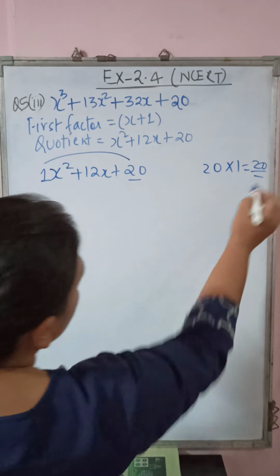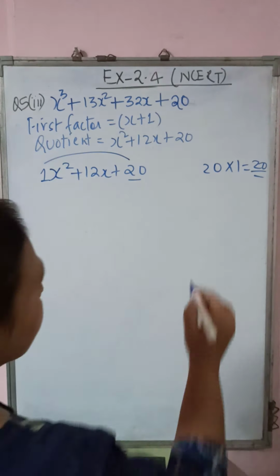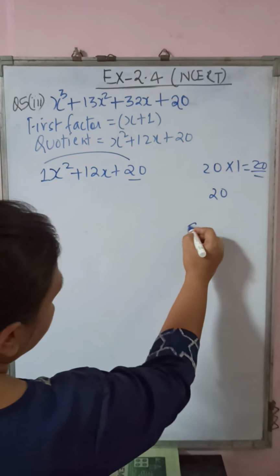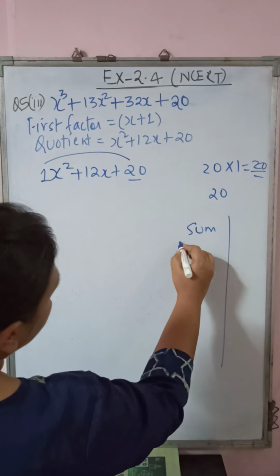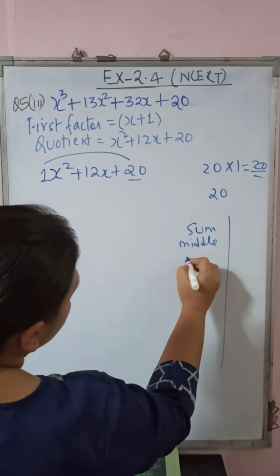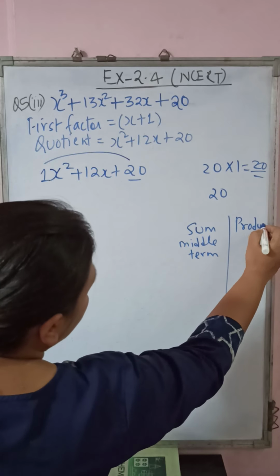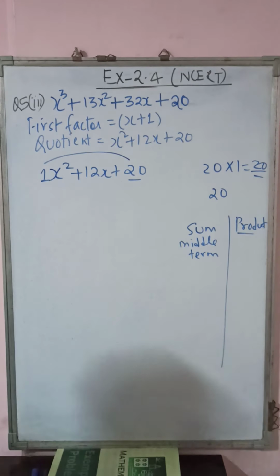So you got 20. So we need to find the factors of 20 such that when you add them, you get the middle term. Okay, middle term. And when you multiply them, you will get the last term, that is 20.